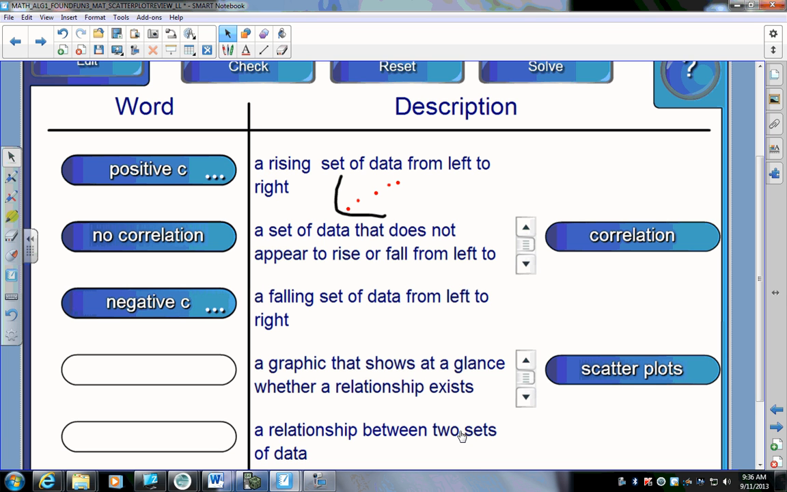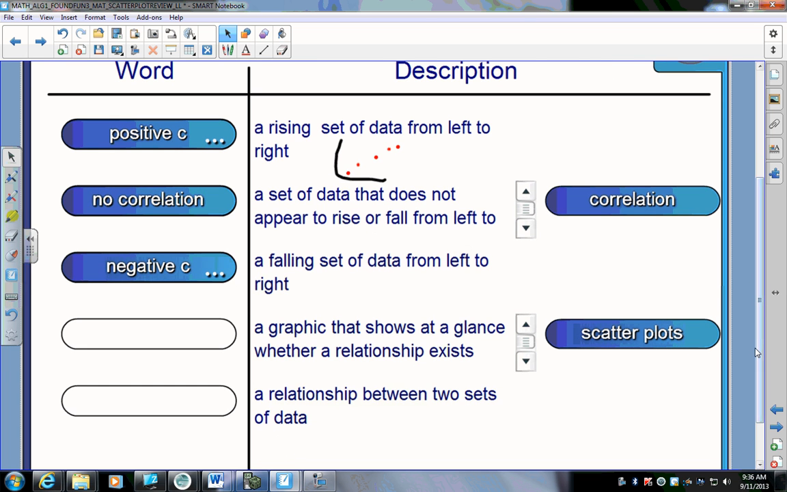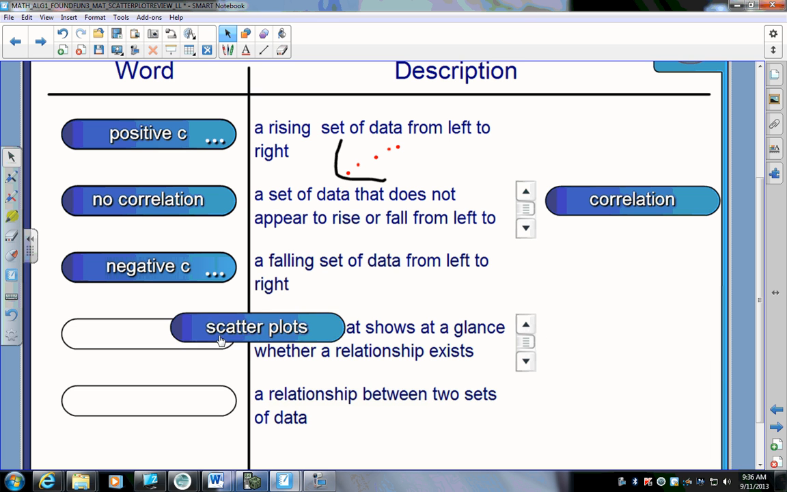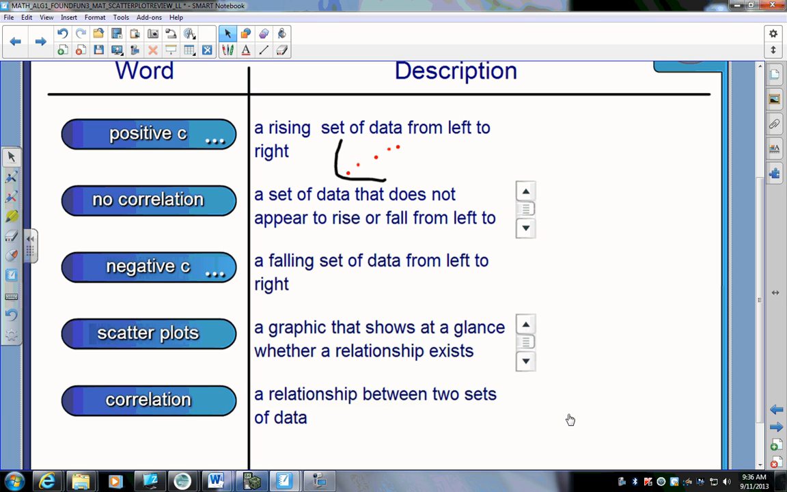A graphic that shows at a glance whether a relationship exists. And then it says a relationship between two sets of data. Okay, a graphic that shows whether there's a relationship, that's going to be a scatter plot, because the graphic is the actual graph. The correlation is what's going to be the relationship between the two sets of data. Take a minute and make sure that you have the correct definitions with the correct words.